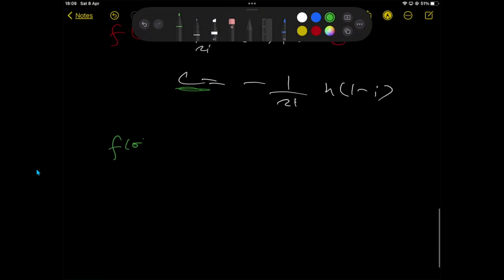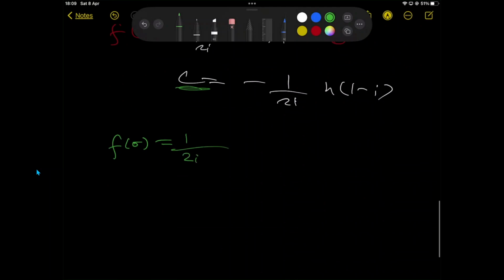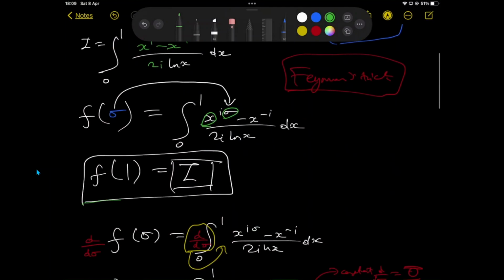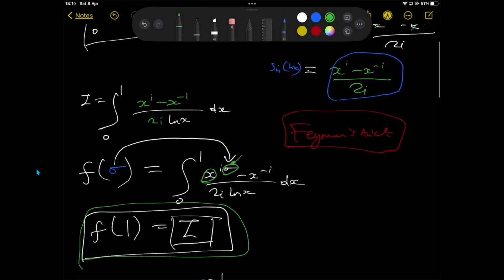f of sigma is equal to 1 over 2i ln(1 plus i sigma) minus, now we put the plus c here, like this, right? And if I were to scroll up, just as a reminder, f of 1 is the answer. f of 1 is the answer. Sub in sigma equals 1, you get the answer to the integral, because this sigma over here is basically like having a sigma there, but that sigma is 1, right?